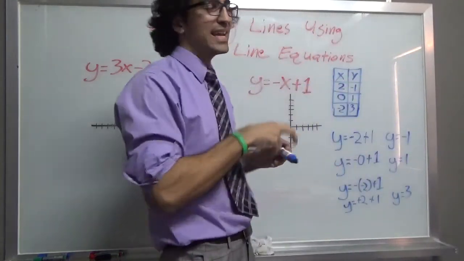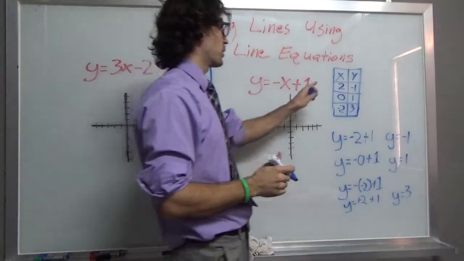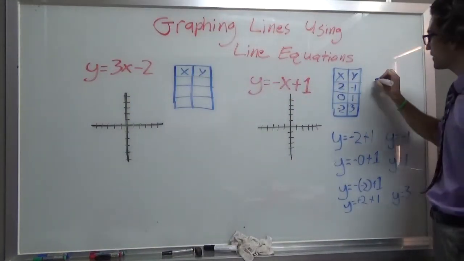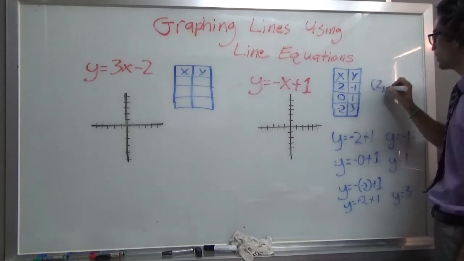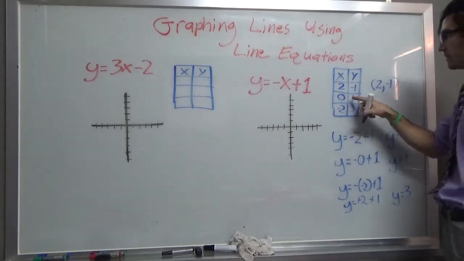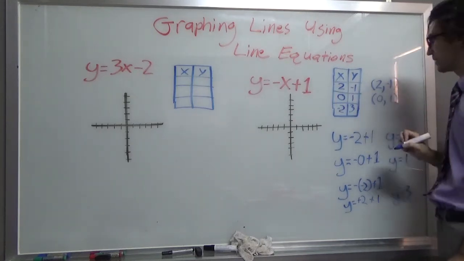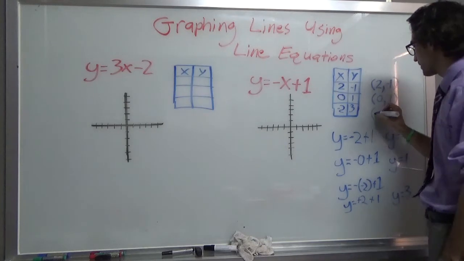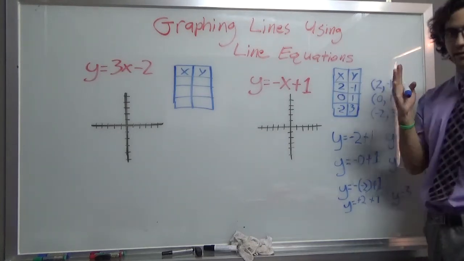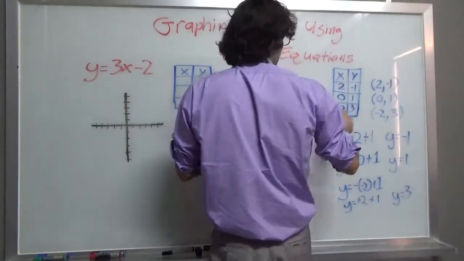So now each set represents a point. When it says x is 2, y is negative 1, that gives us the point 2, negative 1. We have that point. Next point, 0, 1. And then our last point, negative 2, 3. We have 3 points. When we connect them, they will make a line.